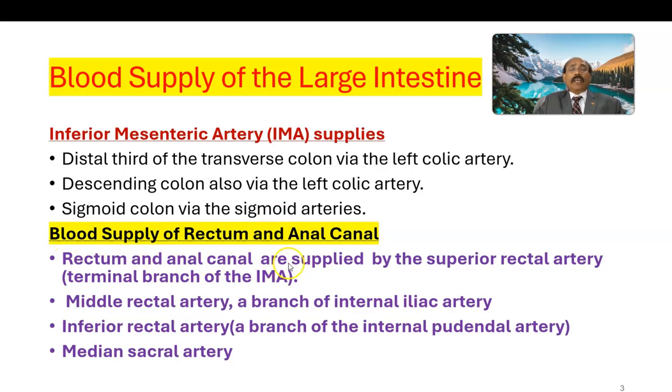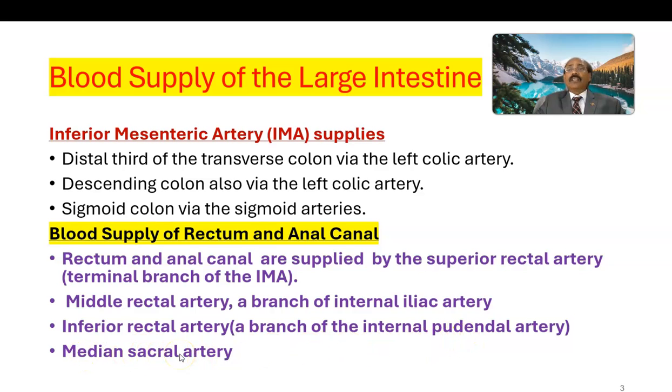The rectum and anal canal are supplied by the superior rectal artery, that is a branch of the inferior mesenteric artery. Middle rectal artery contributes to the outer wall of the rectum and anal canal, upper part of the anal canal. This is a branch of internal iliac artery. Inferior rectal artery, that is a branch of internal pudendal artery. That also contributes in the blood supply of the rectum and anal canal.